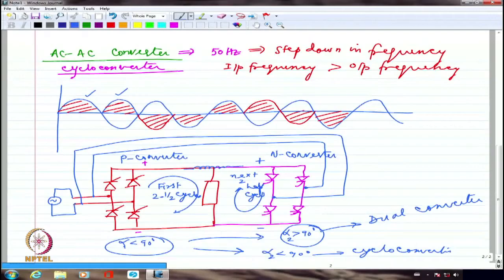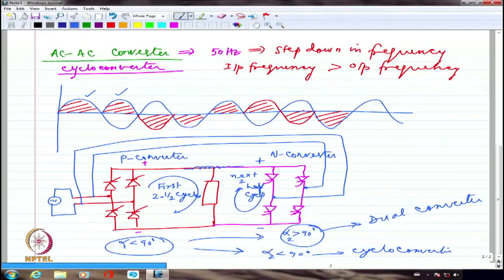So we are looking at both input as well as output. Both are AC. So I have to talk about whether it is a positive half cycle of the input, positive half cycle of the output, negative half cycle of the input, or negative half cycle of the output. So if I want a positive half cycle of the output, I have to make use of the P converter.